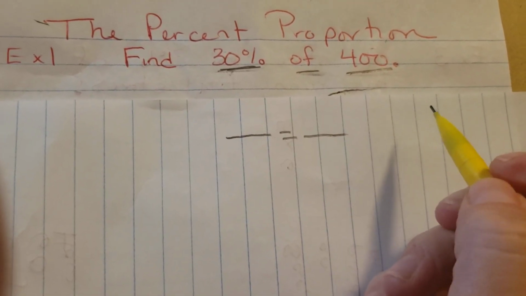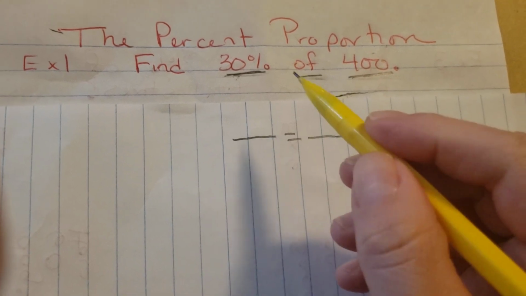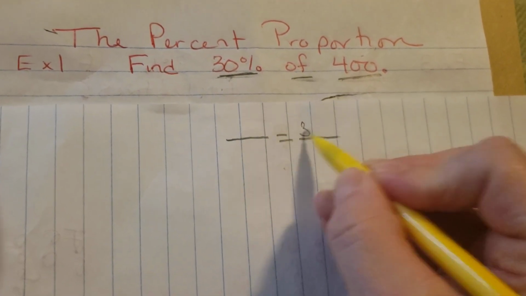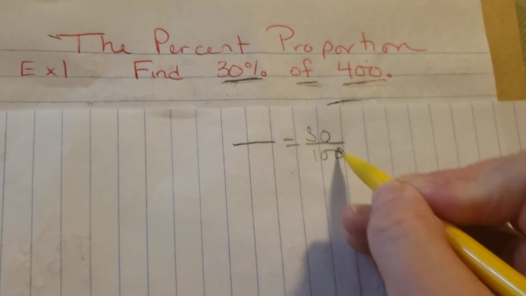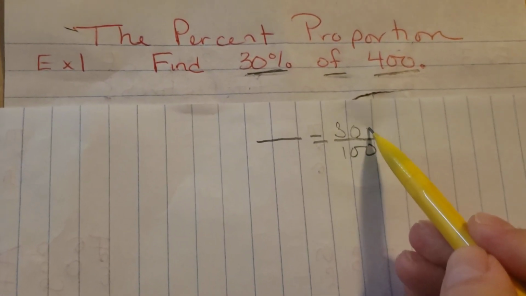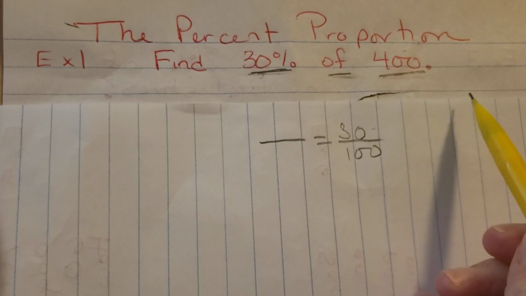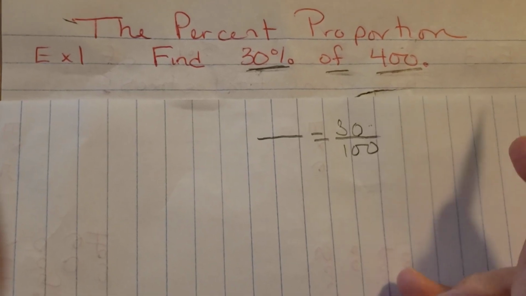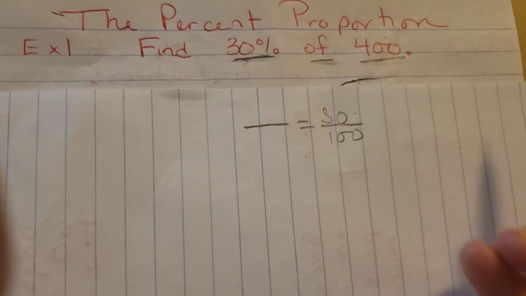And one of the first things we learned about percents is that all percents are a comparison of a number to 100. So I'm converting 30% into its fraction form, which is 30 over 100. Do not put the percent symbol on here. 30 over 100 is equivalent to 30%, so there's no need to do that.